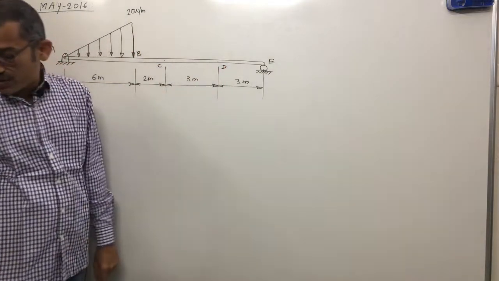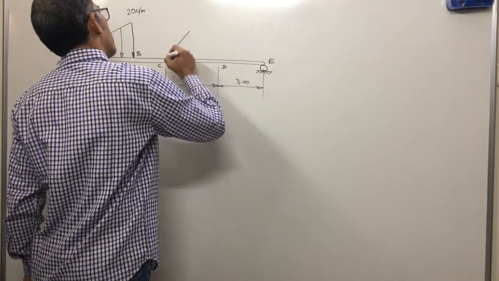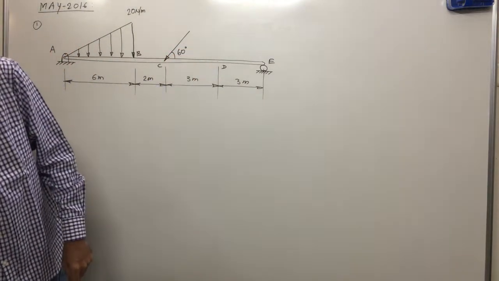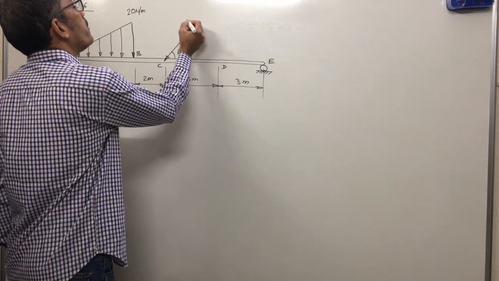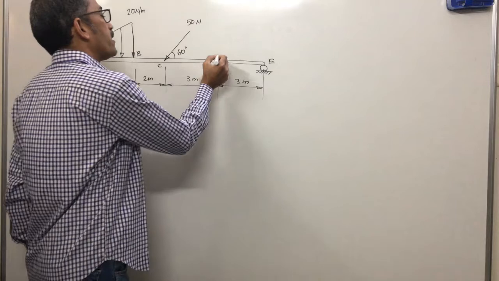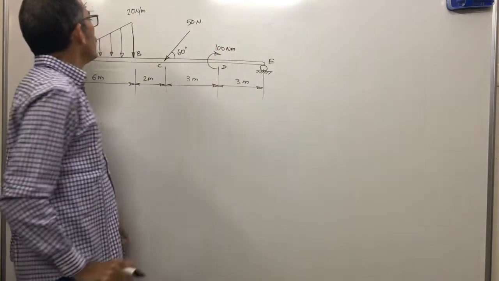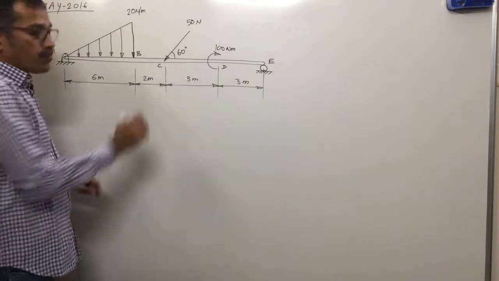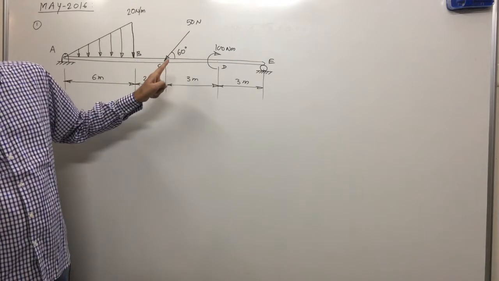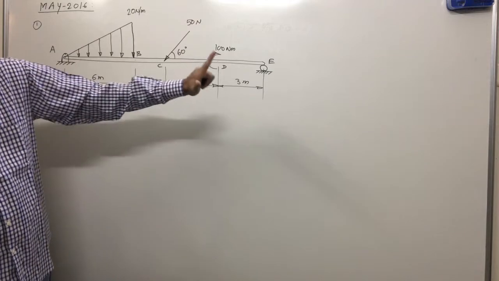At point C, one point load is acting, inclined at an angle of 60 degrees. The magnitude of this load is 50 Newton. And at point D, one couple is acting, clockwise, of 100 Newton meter. Let me check that all loads are properly represented. Yes: 20 Newton per meter, 50 Newton inclined at 60 degrees, 100 Newton meter clockwise, and the support is a roller support.